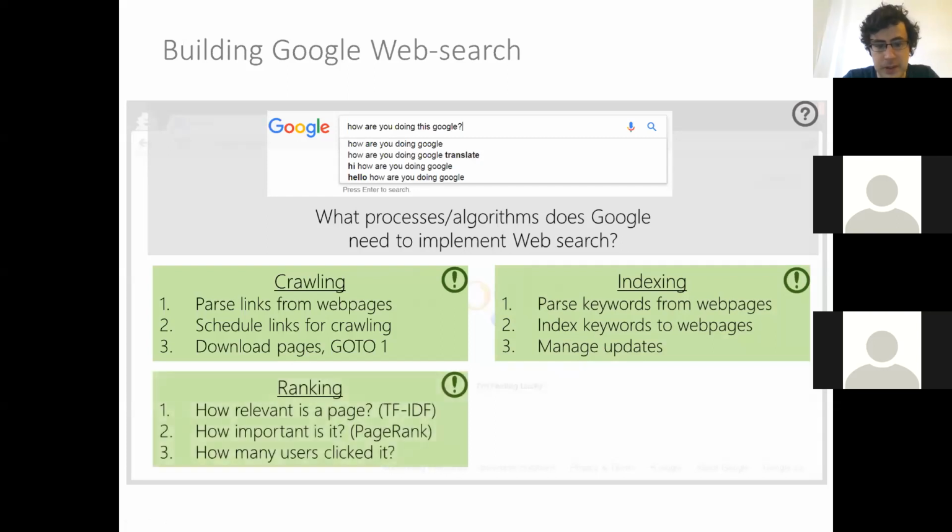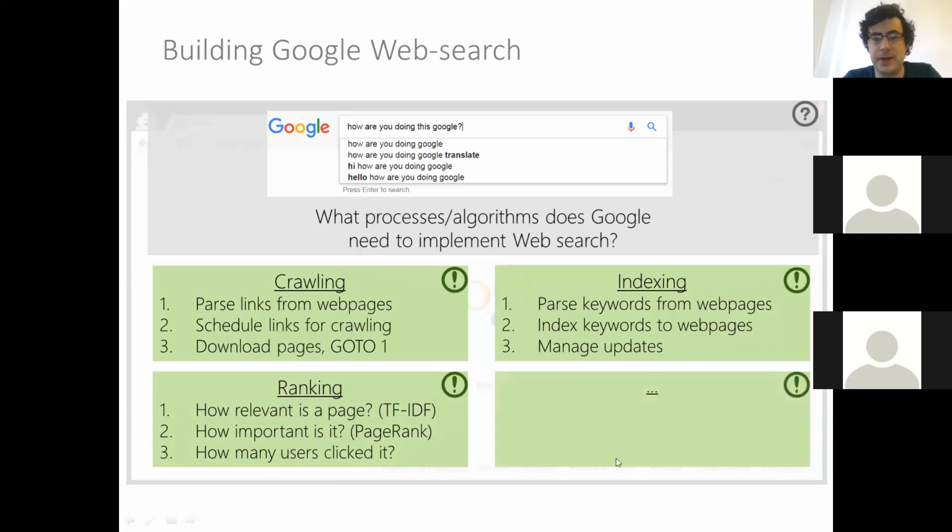And the third thing that was mentioned is figuring out what are the important elements, what are the most important web pages, what are the most important pages for different searches. So ranking involves relevance. How relevant is a page to a search? How important is that page in general? So for example, a Wikipedia article about Barack Obama is probably more important than a tweet mentioning the same keywords. How many users clicked it and so forth. So we'll also be talking about ranking later in the course.